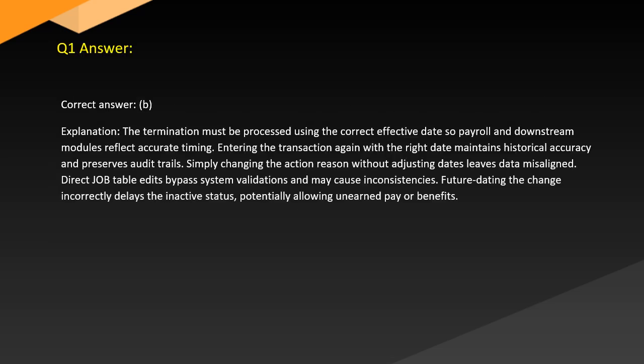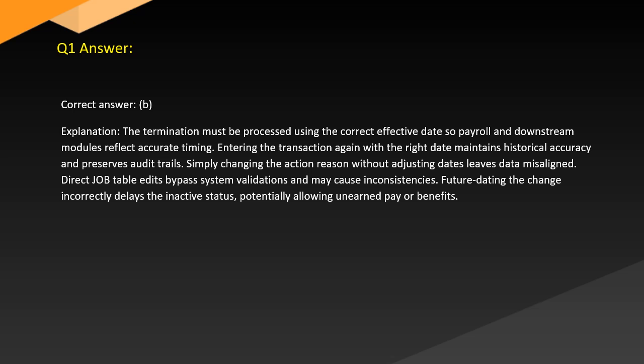Answer. Correct answer: B. Explanation. The termination must be processed using the correct effective date so payroll and downstream modules reflect accurate timing. Entering the transaction again with the right date maintains historical accuracy and preserves audit trails.